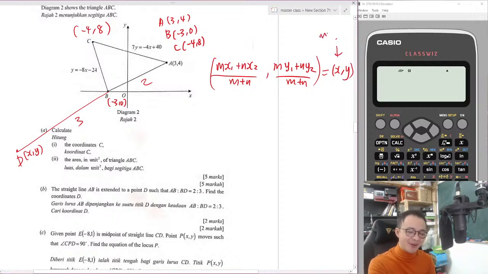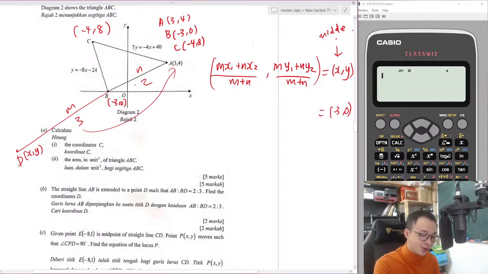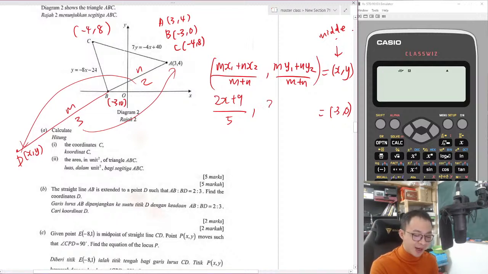Okay, this point is the point at the middle. So in this case, the point at the middle will be negative 3, 0. Okay, M and N are basically two different ratios. So I do the X coordinate first. 3 has to multiply the further X coordinate, which is 9. And then 2 has to multiply X here. So it's 2x plus 9 over the total ratio 5. Comma. I do the same thing for Y. So it's 2y plus 12 over 5.